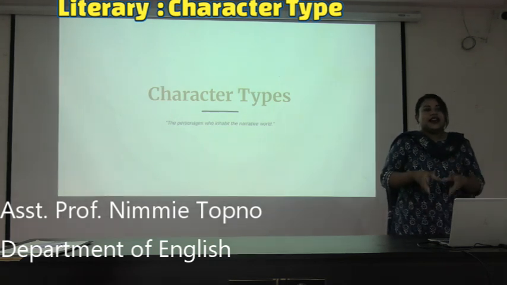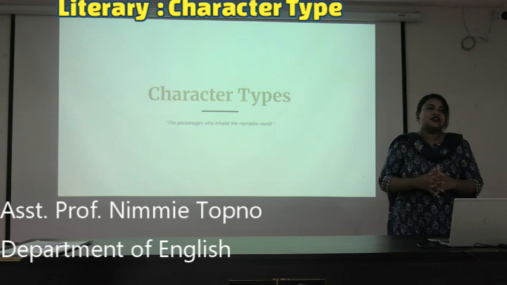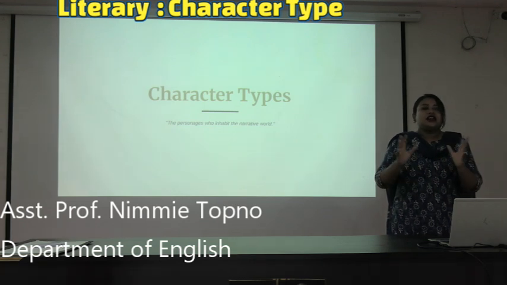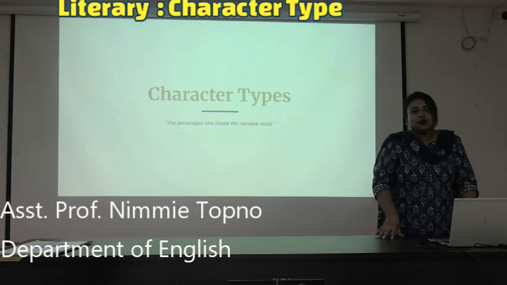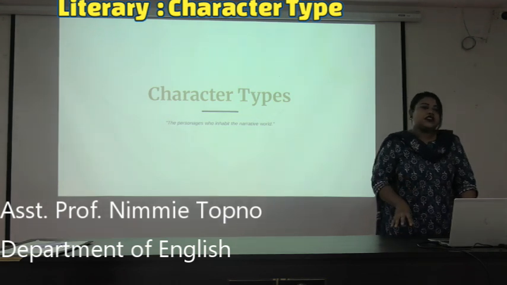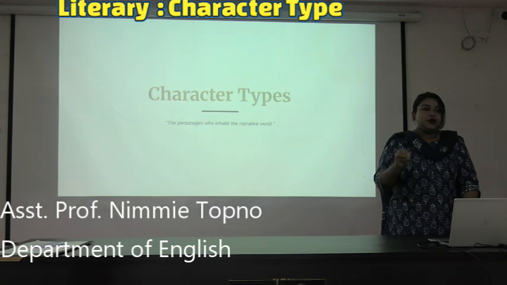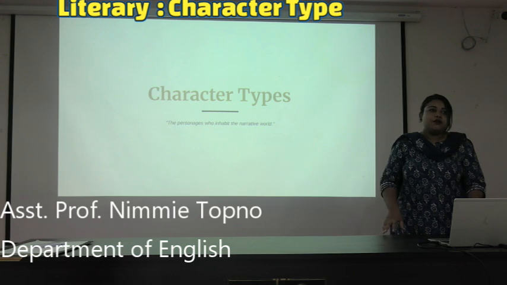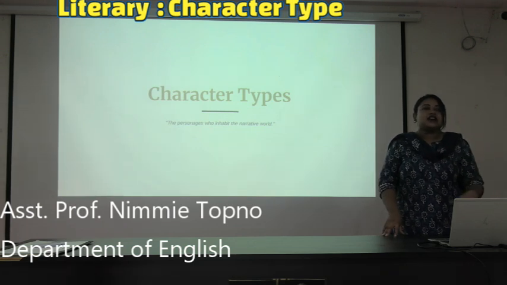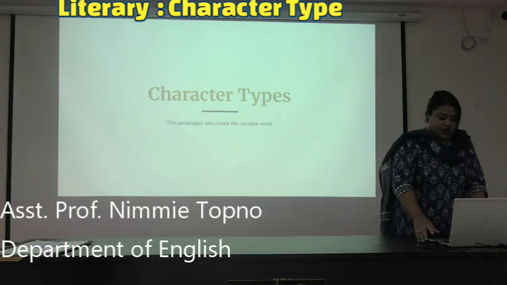The world which is created by the author, in which he sets the events, the characters, the settings, the plot and everything. He creates that world. That is the narrative of the author who is writing the book. So in that book which he has created, he employs, or let's say puts in, some personages. Personages means people. So those people who take the action further are known as a character. Okay? So these are the character types.